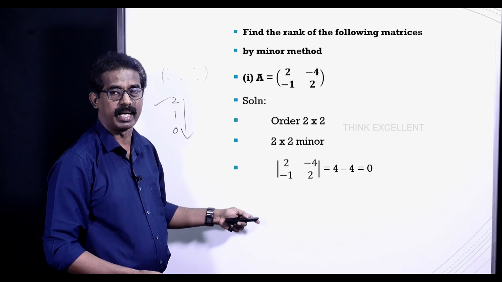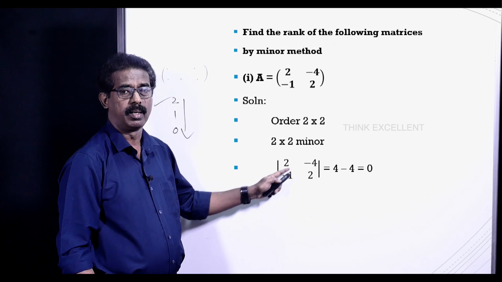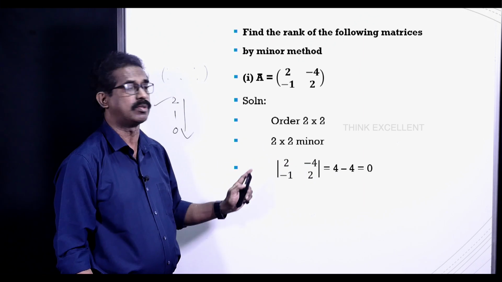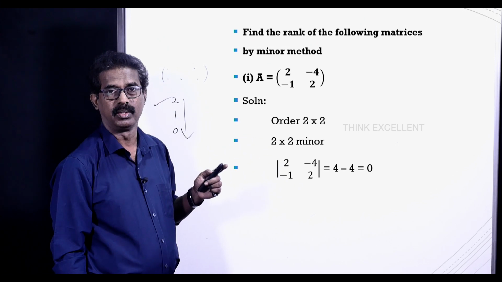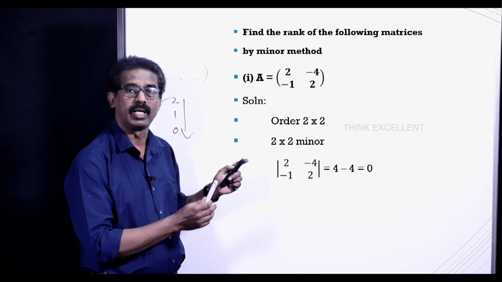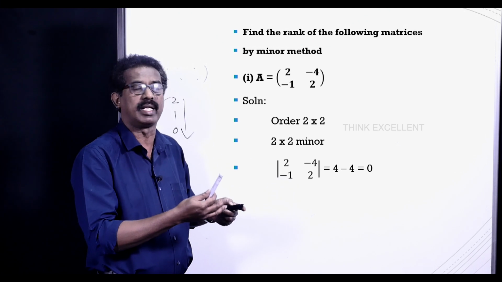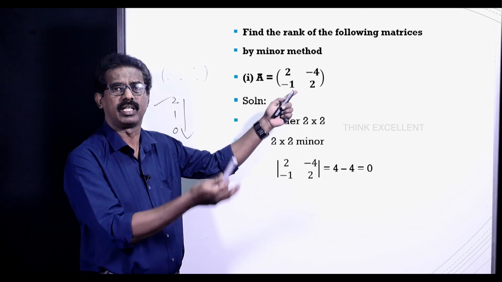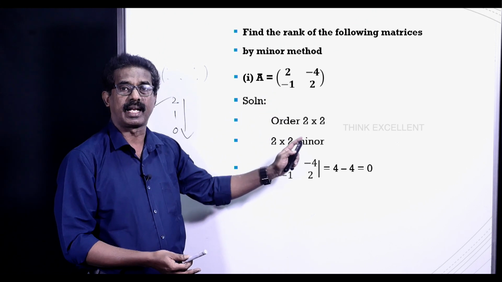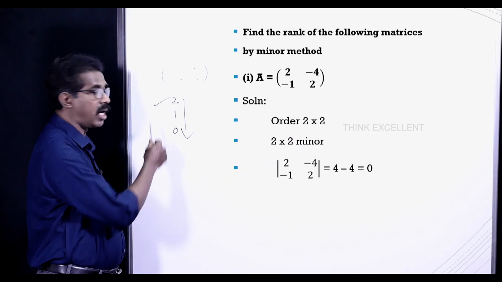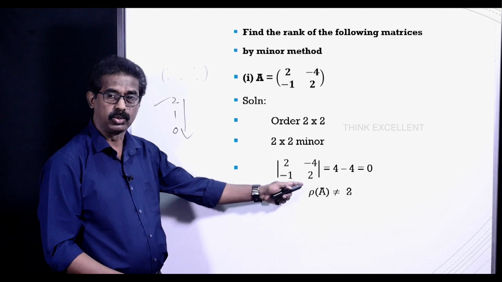So write that 2 by 2 minor. Expand and see what you're getting. 2 into 2, 4, minus, minus into minus, so 3 times minus, so it is minus. 4 minus 4, you are getting what? 0. So 2 by 2 minor we have taken. We got the answer 0. So we check any other 2 by 2 minor. Here there is no other 2 by 2, right? You can't make any other 2 by 2. So the rank cannot be 2. Rank of A is not equal to 2.